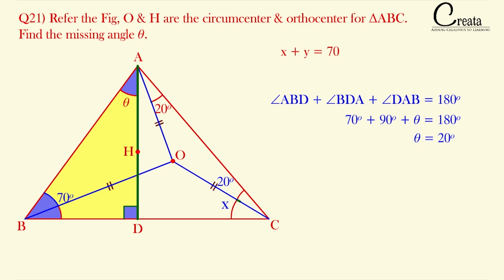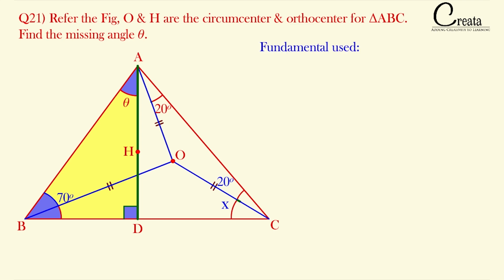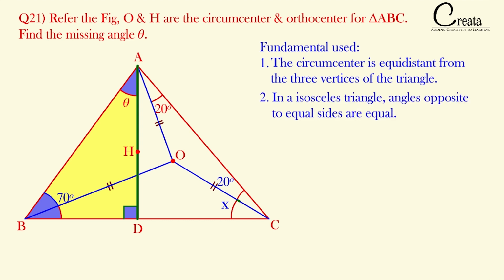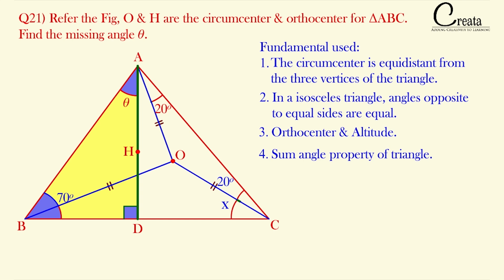So the first fundamental that we have used in solving this question is that the circumcenter is equidistant from the three vertices of the triangle, that is, OA, OB and OC are the circumradius and these three line segments are equal to each other. The second fundamental is that in an isosceles triangle, the angles opposite to the equal sides are equal. The third fundamental is the orthocenter and the altitude. And the last fundamental is the angle sum property of the triangle. Got it?